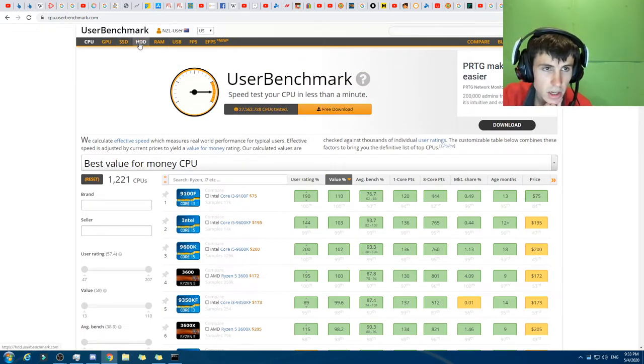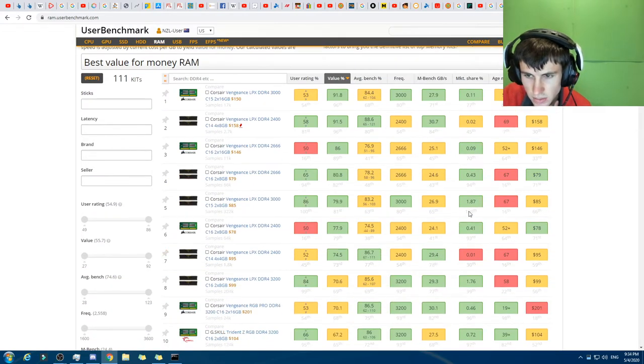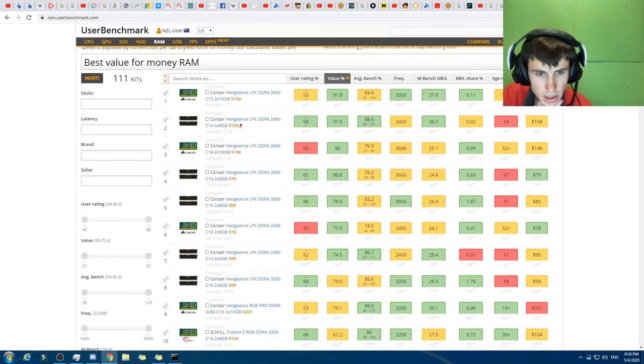And let's have a look at the RAM. A really good RAM is great, although it's already solid RAM. There we go, like that, for $75. Wait, 75, which is it, that one? What one is it? Is the 3000 C15. 3000 C15. Oh, this one here. Okay, it's got that color there.